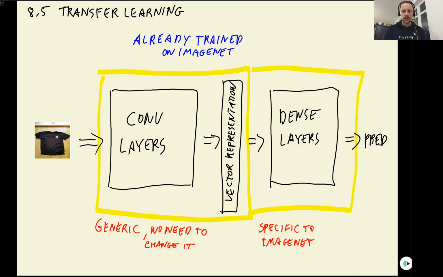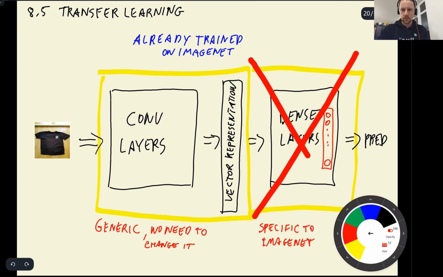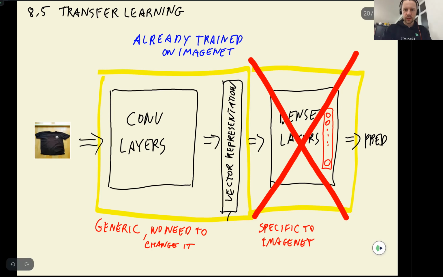Remember, we talked about that in ImageNet, there are 1,000 different classes. So that's why the output it has here contains, like it's a dense layer, the size of 1,000. This is quite specific to this particular data set, and we usually don't need it. So let's say in our problem, we want to predict only 10 classes, and many of these classes, like for example, t-shirt, they don't even exist in ImageNet. So we don't need them. So the vector representation that we have from ImageNet is quite useful, but the dense layers are not.